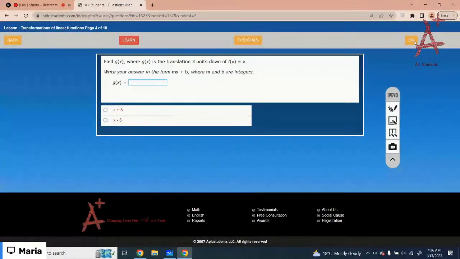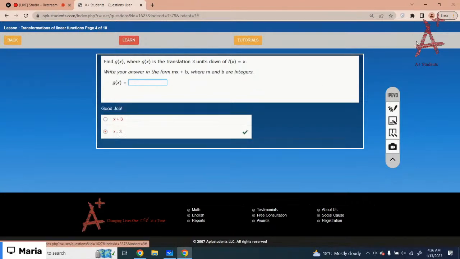Okay, find g of x, where g of x is the translation 3 units down. So which of the options is the correct one? It is 3 units down. That means you have to subtract, got it? So the correct option is, yes, that would be x minus 3. Just select the correct option, then click on the OK button.